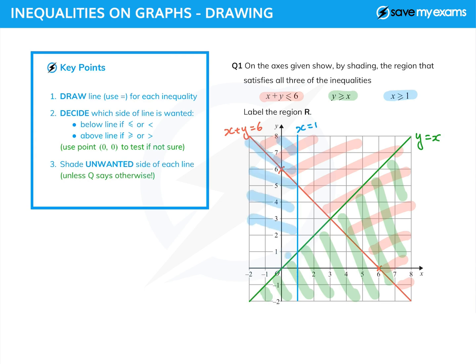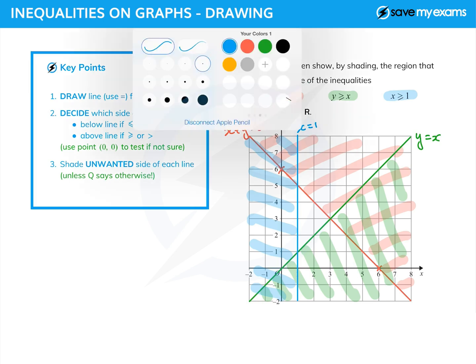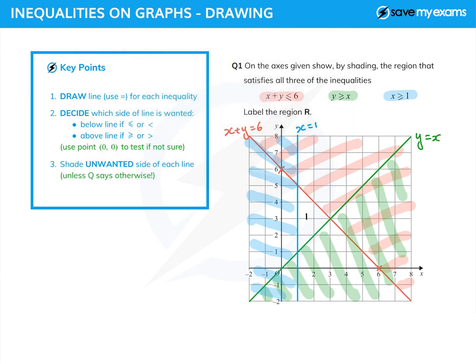And the beauty of shading the unwanted region is, of course, that the region we actually want in the end is then left in the middle for us to label. And let's label it R as requested. And it's that triangle. So there we go. That's how you do it.